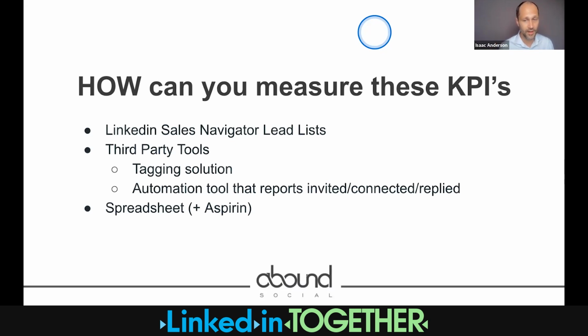So another solution could be a third-party tool. There are a number of third-party tools that can help you measure some KPIs. Some third-party tools will do a tagging solution. So it's maybe a Chrome extension or an app you're working with where you're on a profile, or maybe even in the thread, and then you can apply a tag. And just like with changing a person from lead list to lead list, you can apply a tag, update the tag, and then it'll give you the numbers in bulk. So that's another way you could possibly do that.